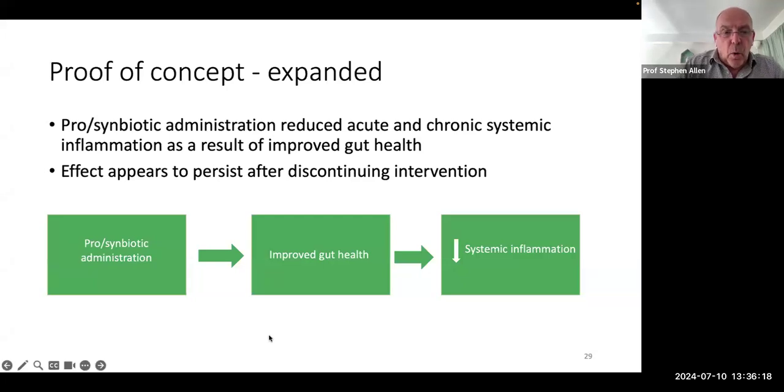Of course, prosymbiotics are given orally, so any effects in the blood, I guess, have to be mediated through the gut and therefore could be captured by improved gut health.